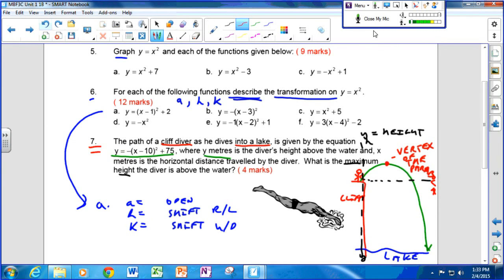The vertex of the parabola is either the highest or the lowest point, depending on whether it opens up or down. If it opens down, it's the highest point. If it opens up, it's the lowest point. In this case, the negative sign in front, where A should be, -1, means it opens down, just like I drew here. I'm missing some of the parabola, the part that's hidden in the cliff, but that's what the whole parabola looks like. So really what they're asking you in this question is, what is the coordinate of that point?